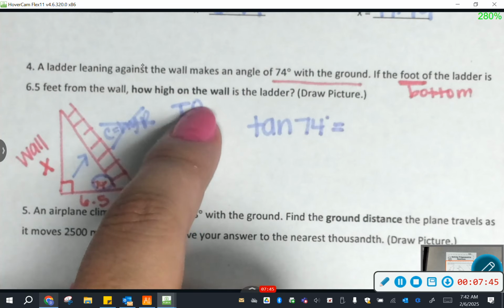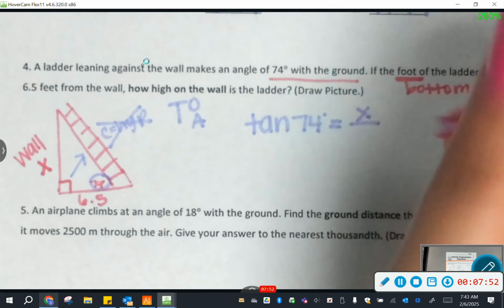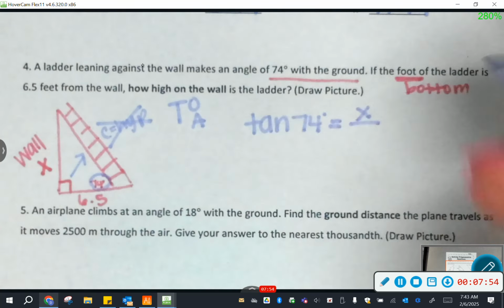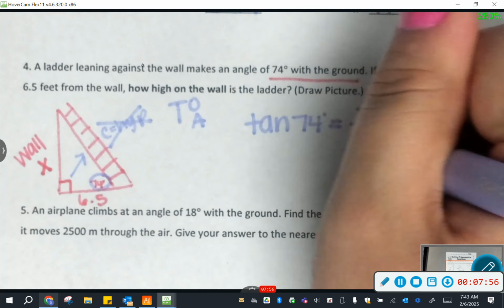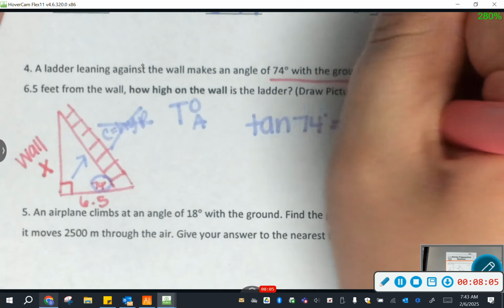What is my opposite? What is my adjacent? What is opposite this 74? What is adjacent to the 74? And I want you to solve. Go. Yep, X is on top. What do we do every time? We multiply.